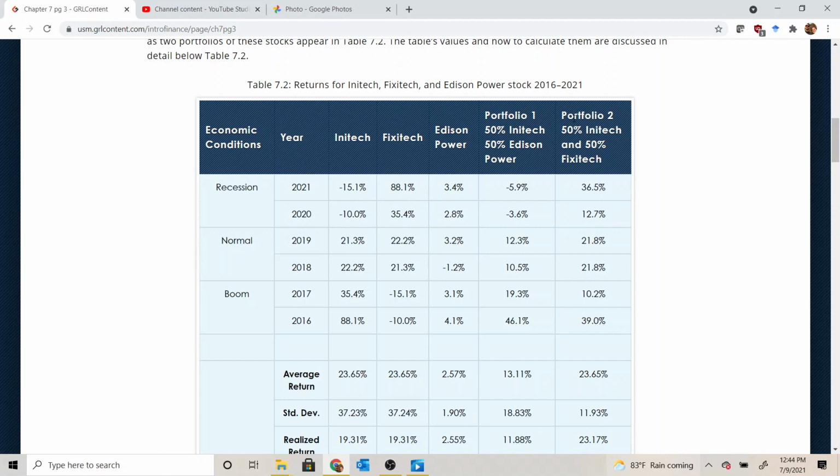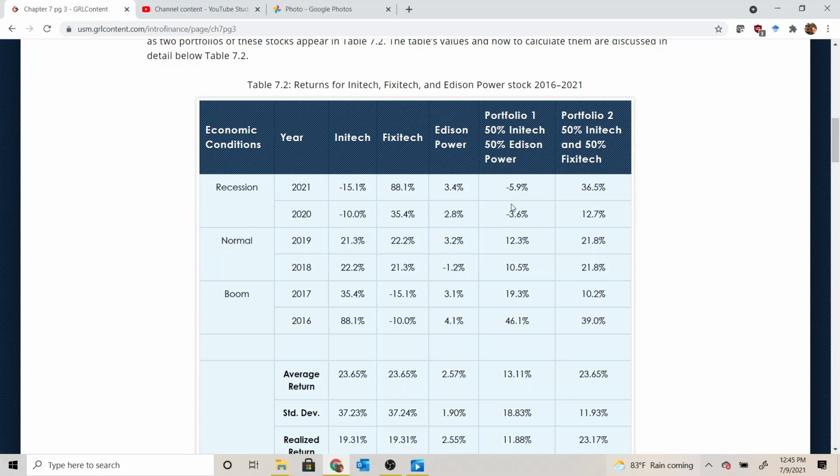The last two columns on this table form two different portfolios, and a portfolio is just a combination of assets. Portfolio 1 is 50% Initech and 50% Edison Power. And what that means is, say for example, we have $1,000 we're going to invest. We'll invest $500 in Initech and $500 in Edison Power.